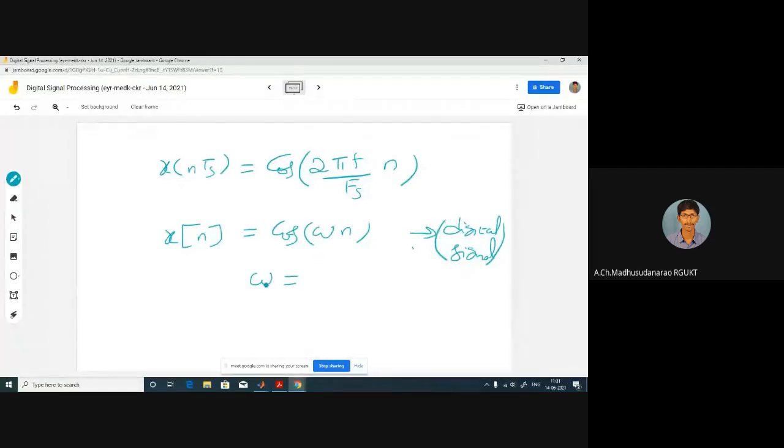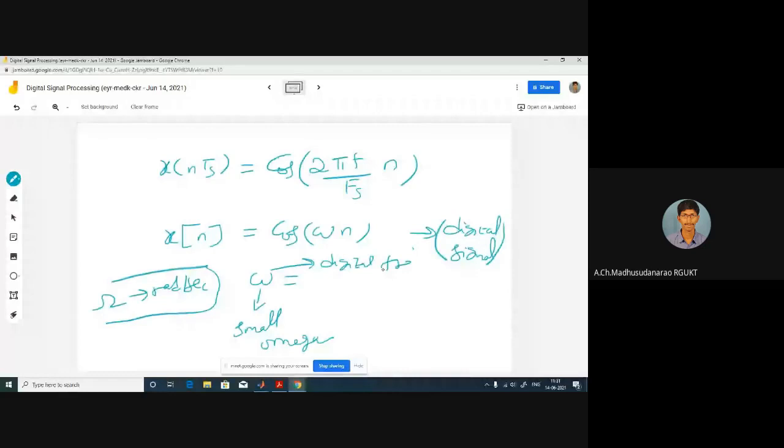What is omega? This is small omega. We are using capital omega for the analog case. Analog means this is radians per second. Small omega is for the digital case, and it is called digital frequency. This is analog frequency. For analog frequency we follow either omega or f notation. F is in hertz, and capital omega is in radians per second.